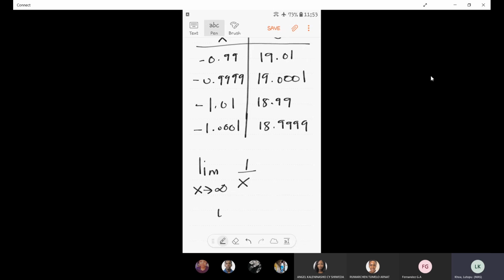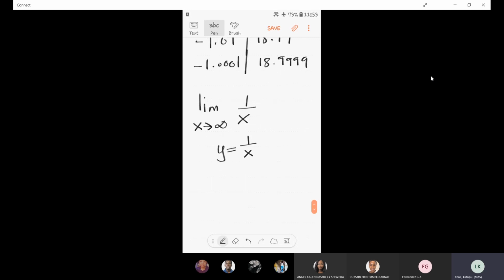So I want to find out what is happening to y. Here my y will be equal to 1 over x. So my x values are getting bigger and bigger, and I want to find out what is happening to the values of y. I'm sure even when you think about it, you can say, yeah, the values of y should be getting smaller and smaller.